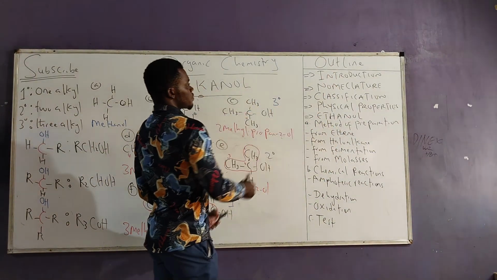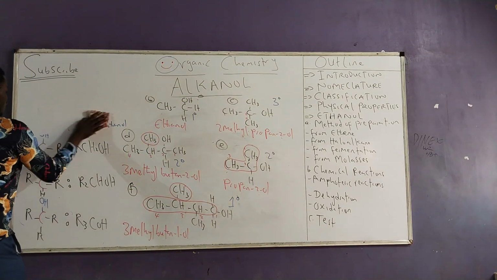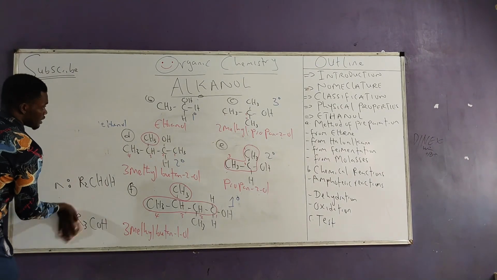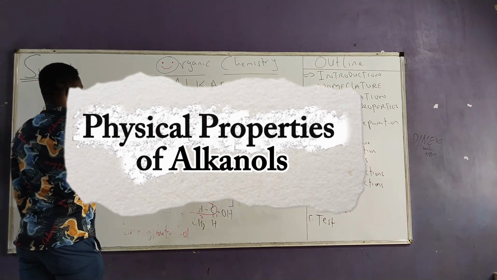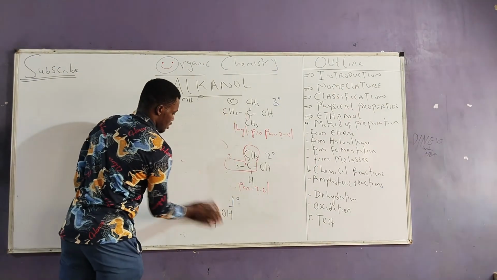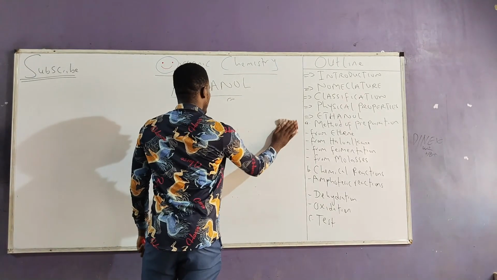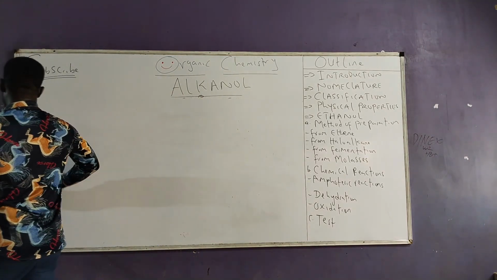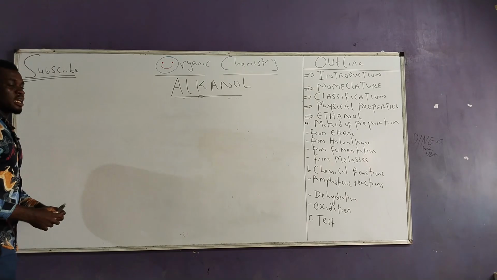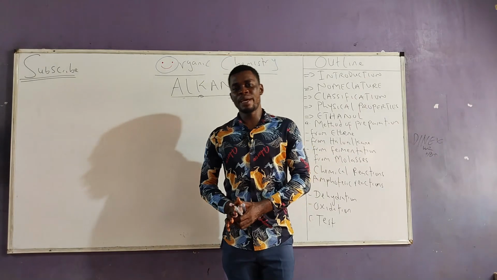Now we've talked about the introduction to alkanols. We've talked about the classification of alkanols. So we now know the classes of alkanols. Now what is the next thing we have to talk about? We now talk about the physical properties of alkanols. We have two key properties that we have to talk about, because your understanding of these areas is very important. You'll be tested on them in your exams. We have the boiling point and we have the solubility. The boiling point and the solubility of alkanols are quite unexpected.